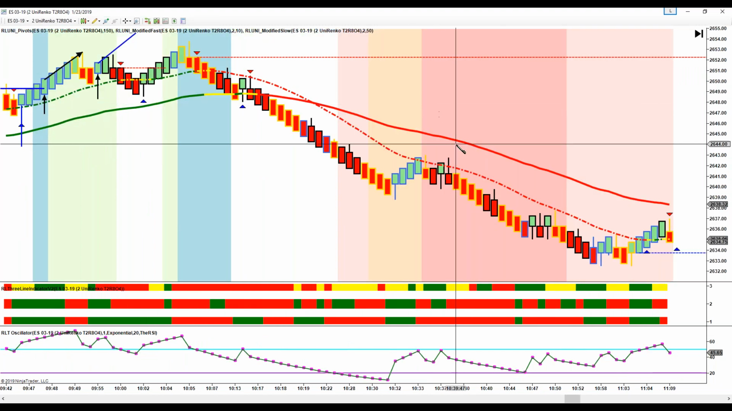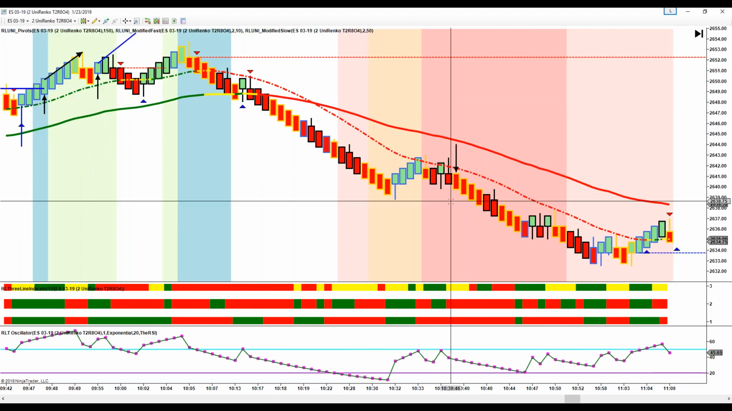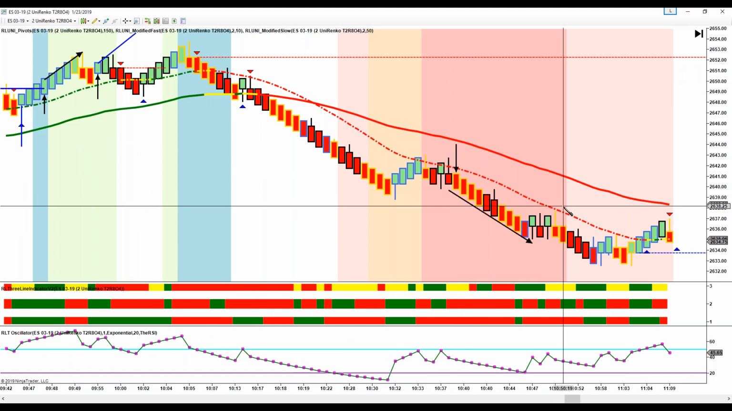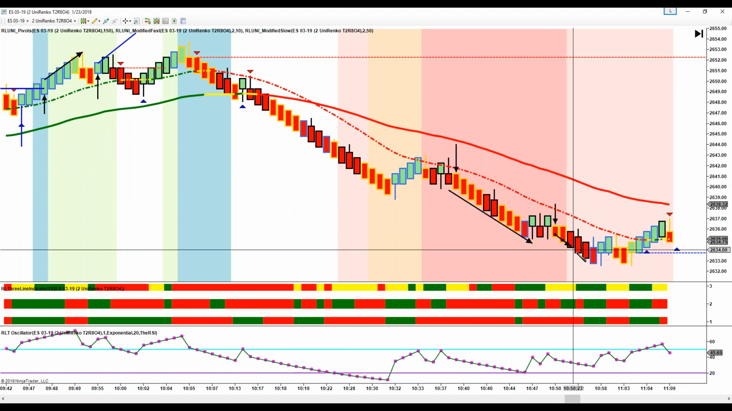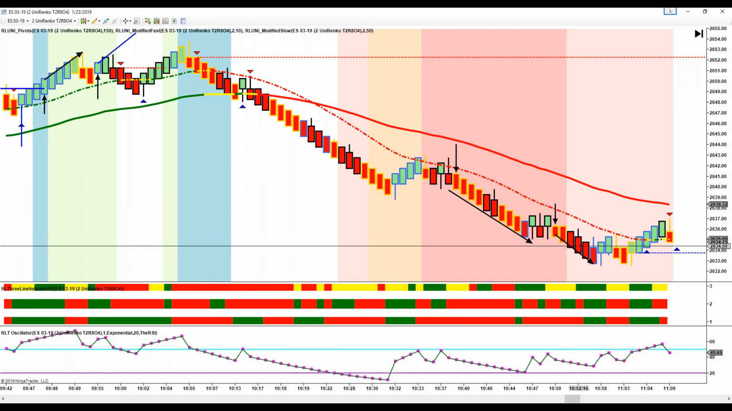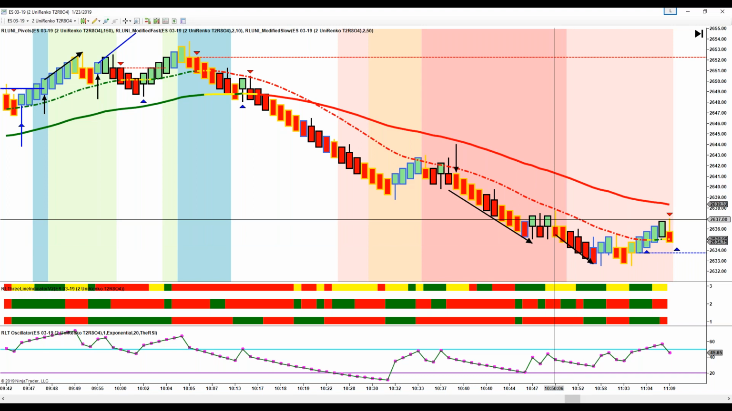There's your perfect trade short. This is an entry, but I wouldn't take it because it's too far down. I wouldn't anticipate getting a full winner here. So even though that's a winning trade, I would not take the trade.